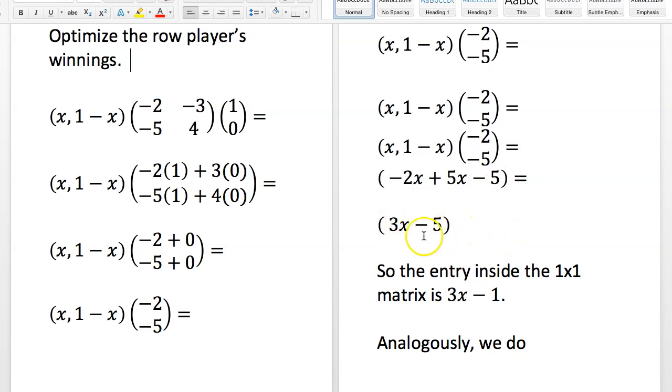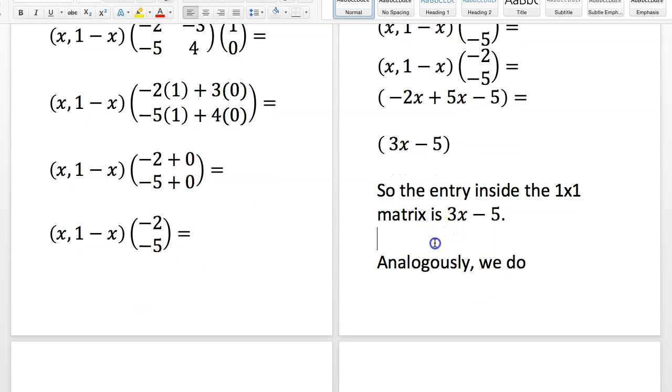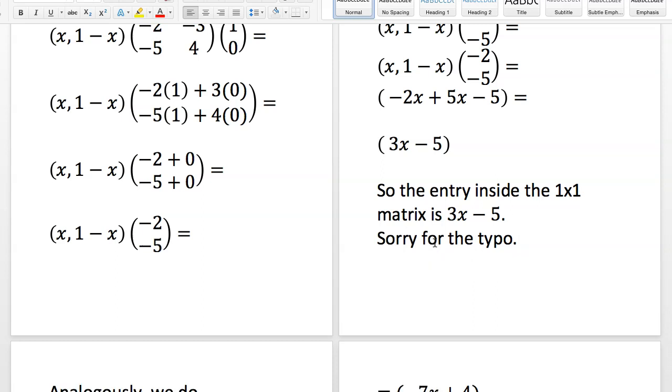But guys, we can just yank out the 3x minus 5, the entry that we want. Oops, that's a typo. Sorry, guys. So the entry inside the 1 by 1 matrix is 3x minus 5. I had a little typo there. Sorry about that. Let me just put sorry for the typo, and I fixed it.